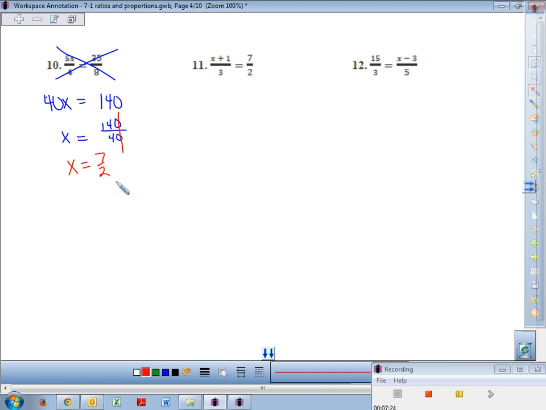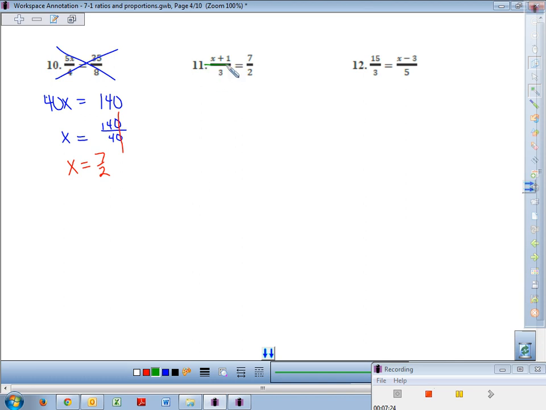I know 3.5 is a nice clean number, but when it comes to an algebra problem, this is algebra, there's no story involved with it. I want an improper fraction. I don't want 3 1/2, which is a mixed number. I don't want 3.5, which is a decimal. I want an improper fraction on algebra problems.